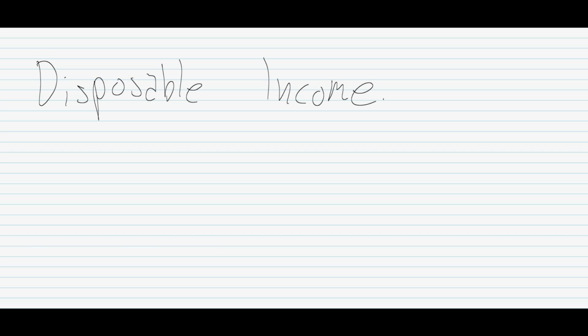First of all, gotta establish what disposable income is. Disposable income is the amount of money you have left after paying certain taxes. So generally, it'll be your income minus taxes equals DI, disposable income. That's the amount of money you have to consume on additional goods and services after paying things like taxes.